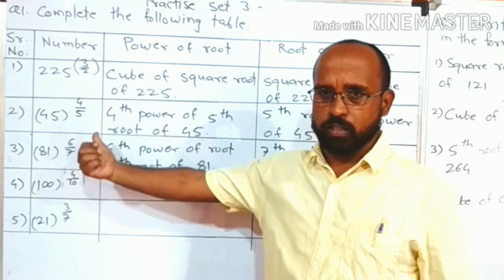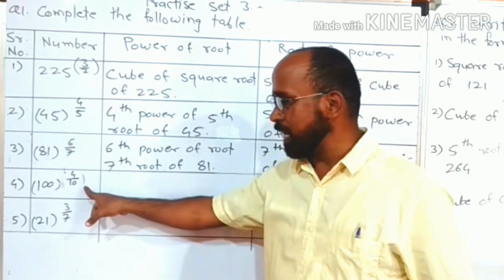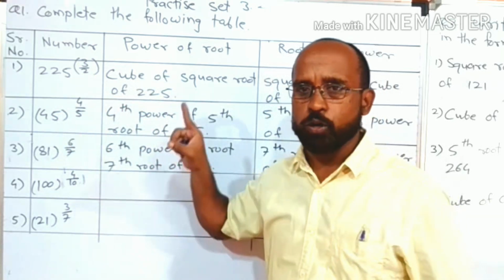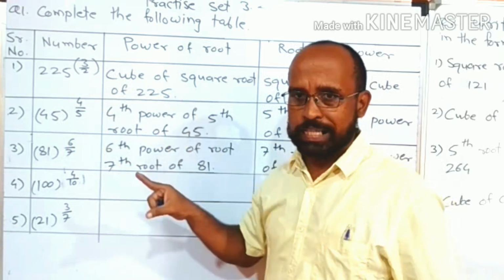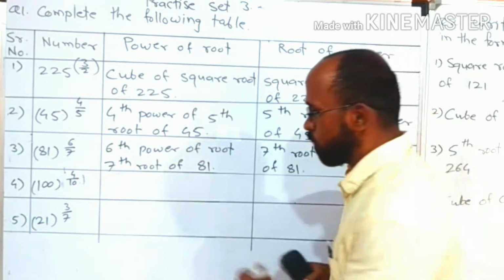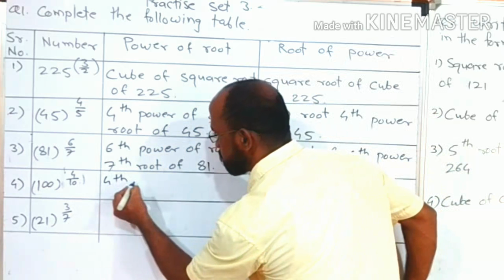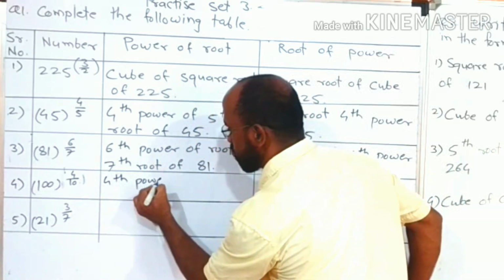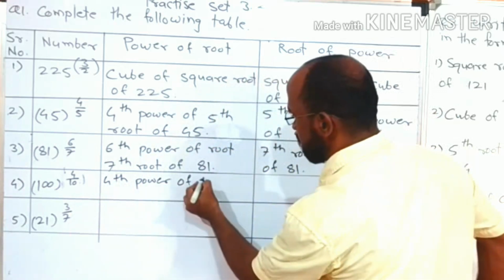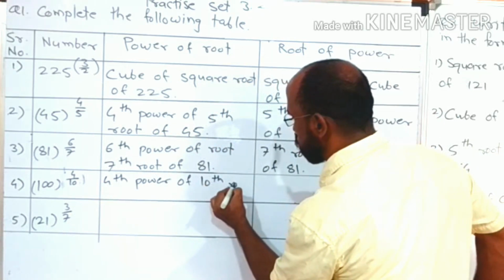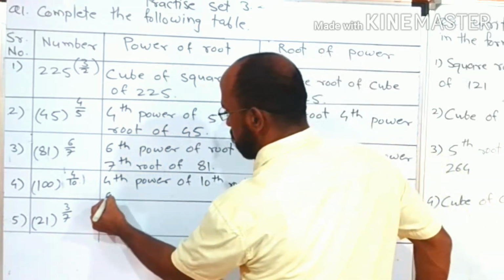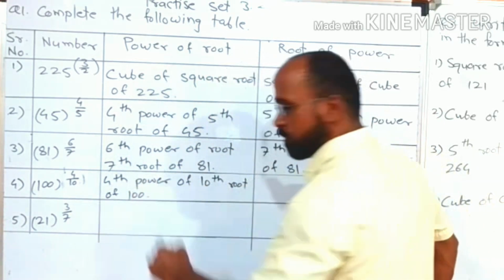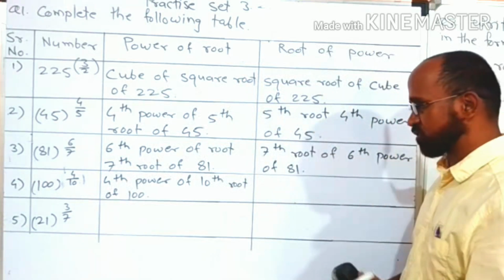Now 100 raised to 4 upon 10. 4 is in the numerator, that is power. 10 is in the denominator, that is root. So fourth power, 10th root. We have to write power of root. So fourth power of 10th root of 100. Finish. Next.